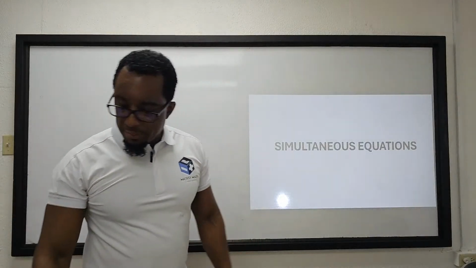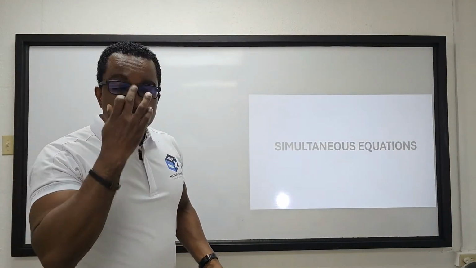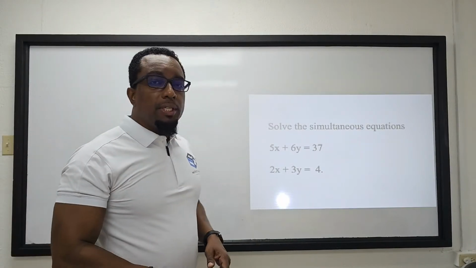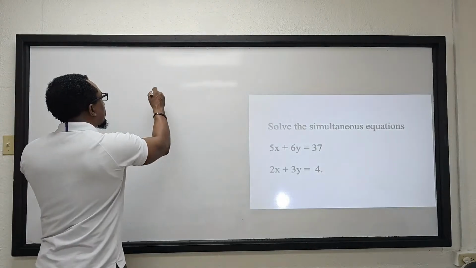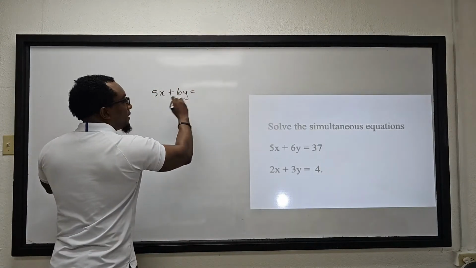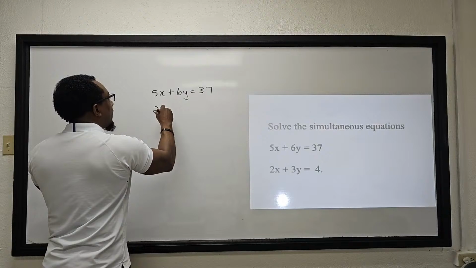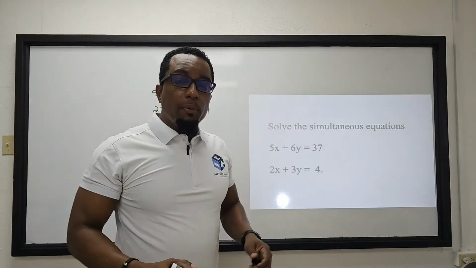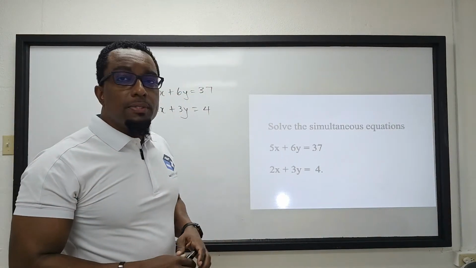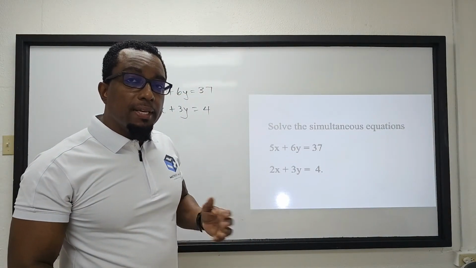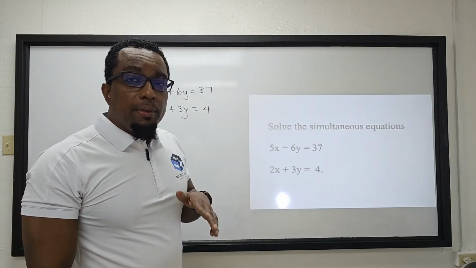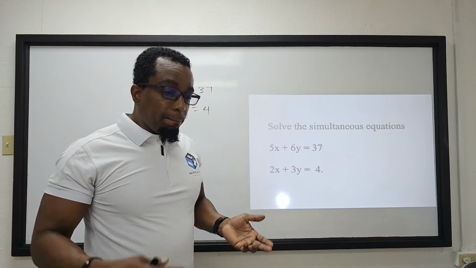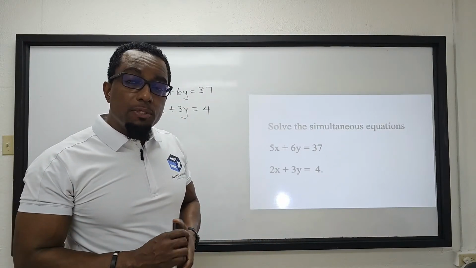So simultaneous equations solve a pair of linear equations simultaneously. So we have here the pair of equations. We have 5x plus 6y is equal to 37, and we have 2x plus 3y is equal to 4. Again, CSEC asks for questions, and we want to solve the pair of equations simultaneously. So for us to solve a pair of equations simultaneously, we can use either the method of elimination or the method of substitution, any one of the two.